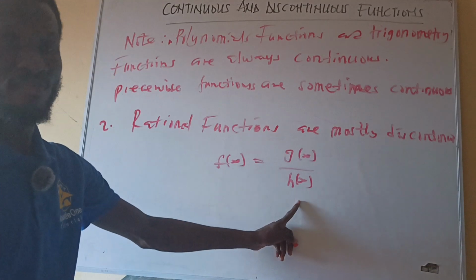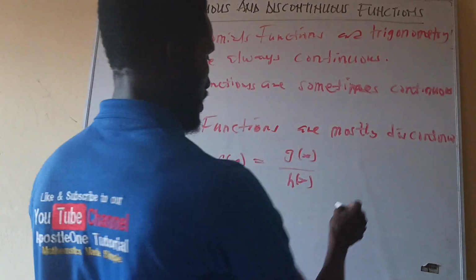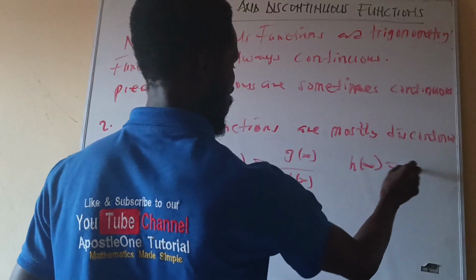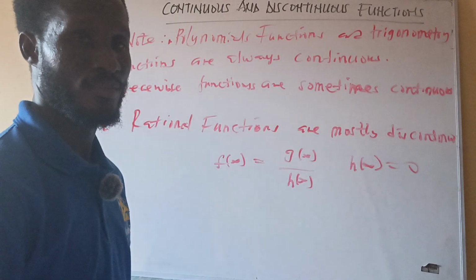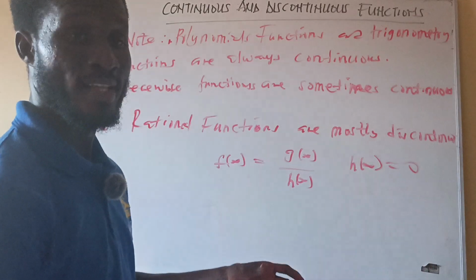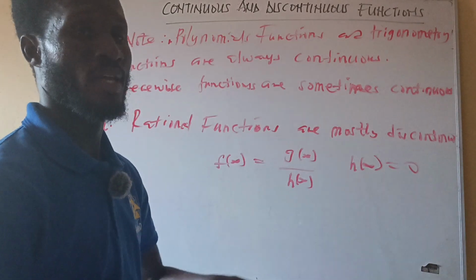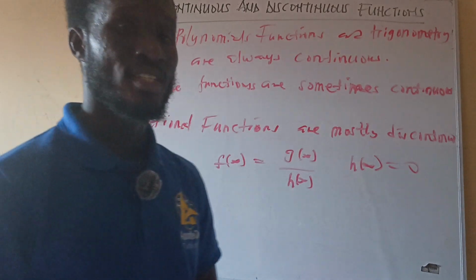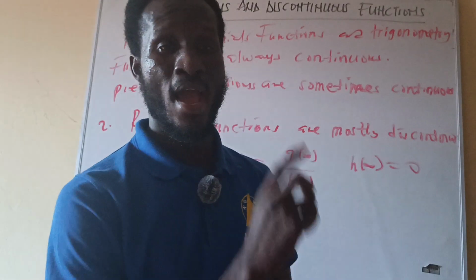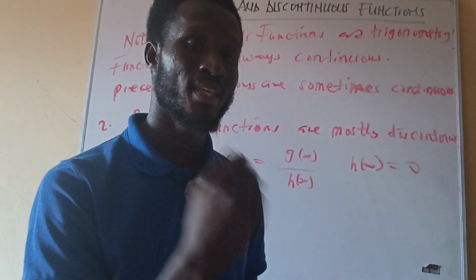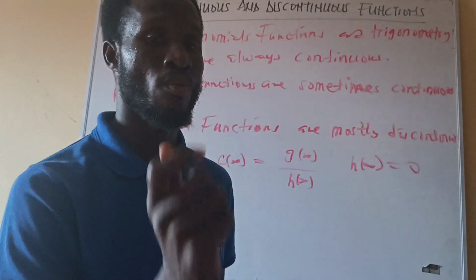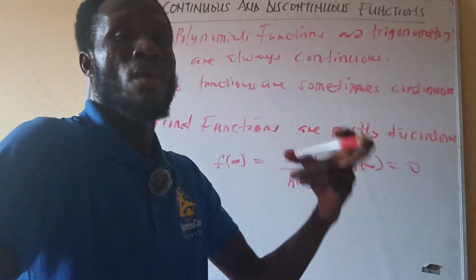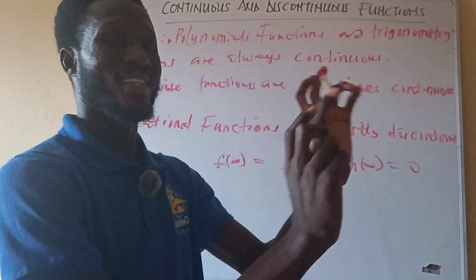Now, when you have a rational function like this, anytime the denominator h of x is equal to 0, we are going to get a discontinuity there. So when you have a rational function and they ask you to find where it is discontinuous, take the denominator and equate it to 0. Find where it will make the function undefined. Don't forget, the moment it's undefined, it means we can't define it.